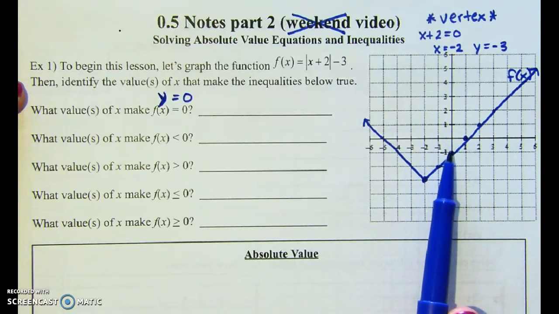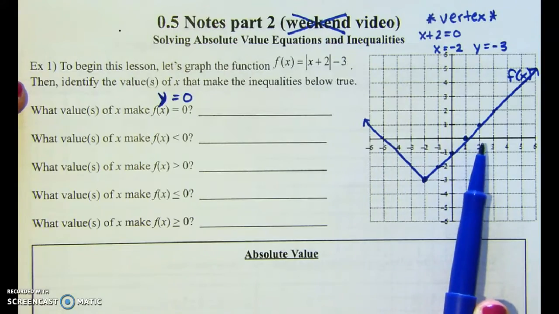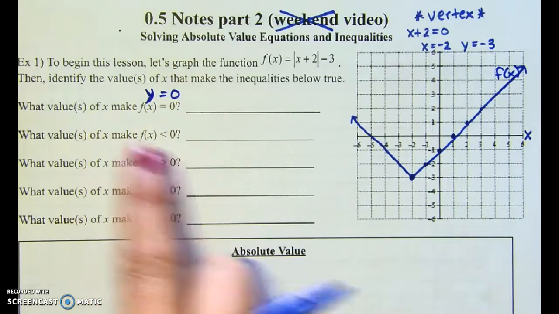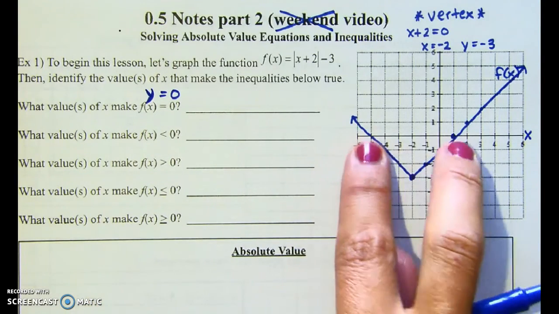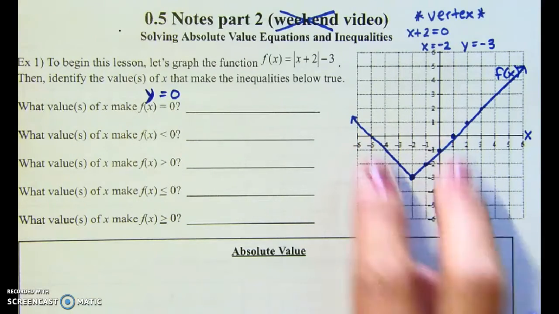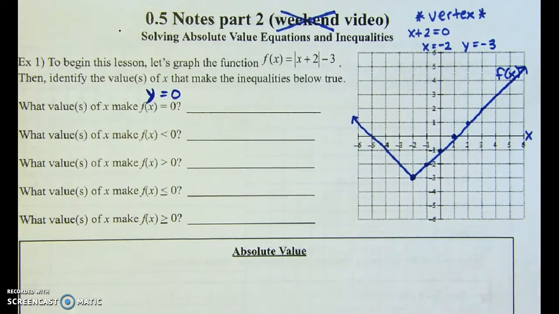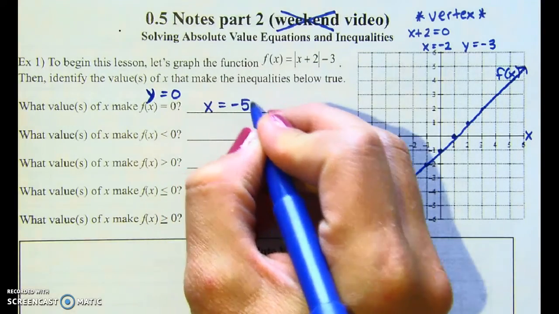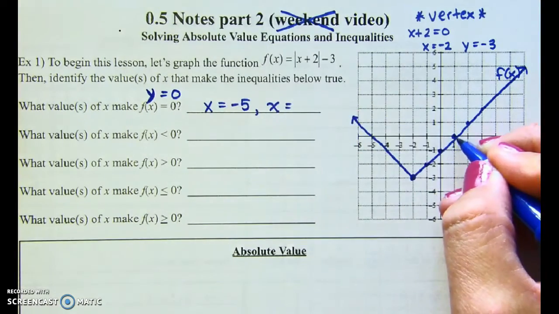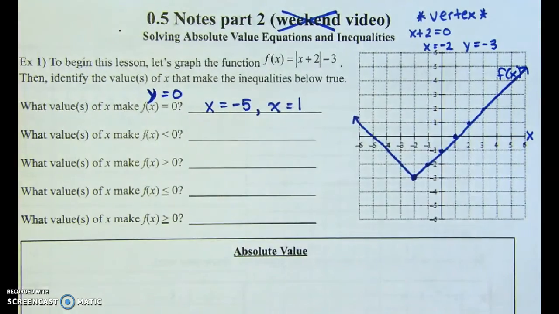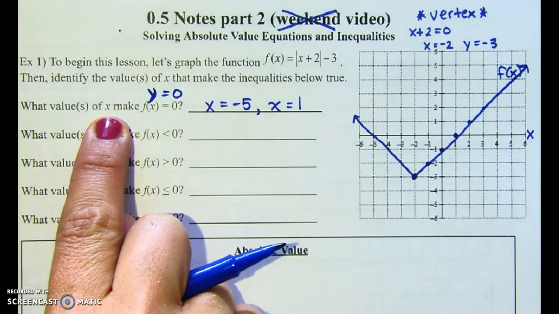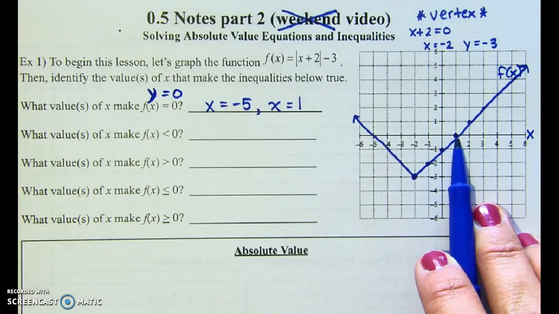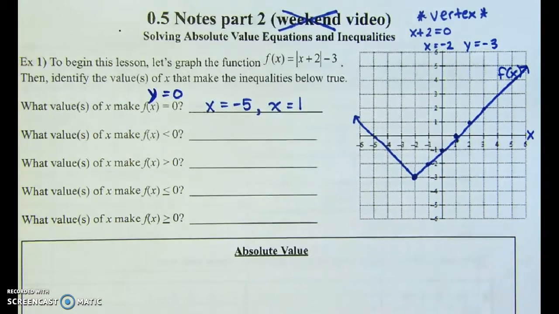Because once you go down, it's negative 1. So on the x-axis, y is 0. Now, at what values of x does the blue function cross the x-axis? Do you see the points where it's crossing? Do you see there negative 5, and here at 1? So we just answered that question. What values of x make the function equal to 0? At x equals 1, f of x is 0, and at x equals negative 5, f of x is 0.